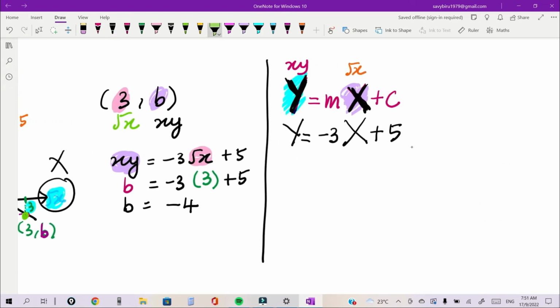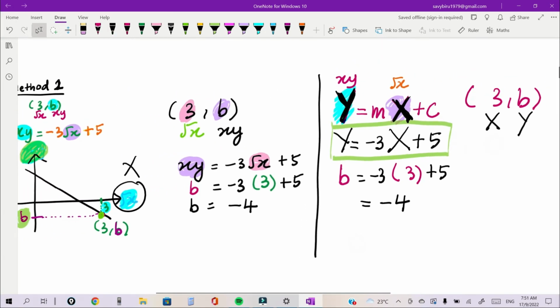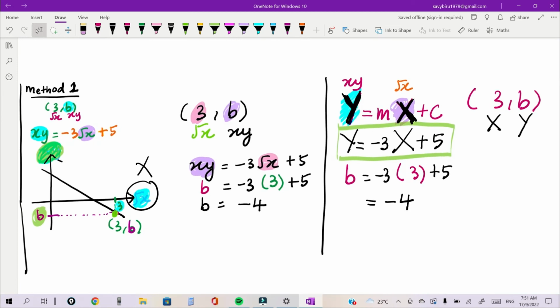Okay, so you can also write like this. Your point just now is 3b. So this is the X coordinate and this is the Y coordinate. So X is 3, Y is b. So finally, the answer is the same, that is negative 4. So this is method 1. Beza dia cuma macam mana you represent your answer.